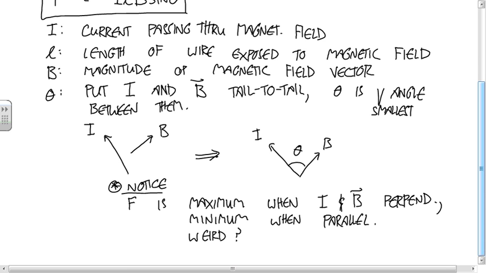Yeah, in both, that's right. In both cases, it's 0. Yep. Any questions about that? So that's the magnitude. And we'll do some example problems. And now the direction, which is usually the tricky part with this stuff.